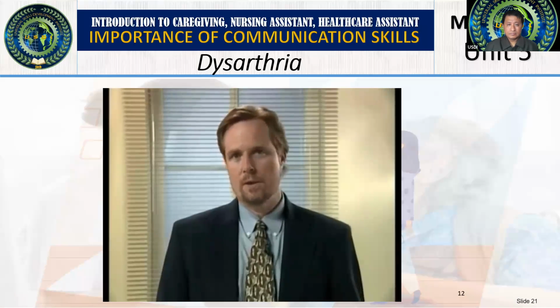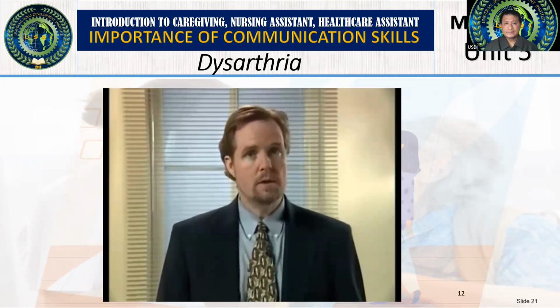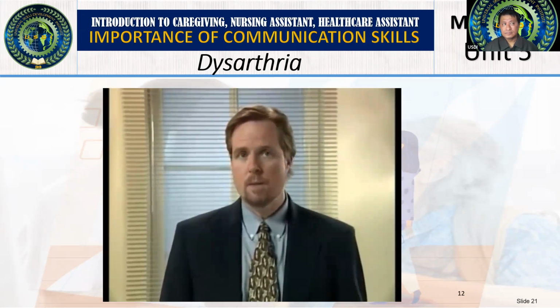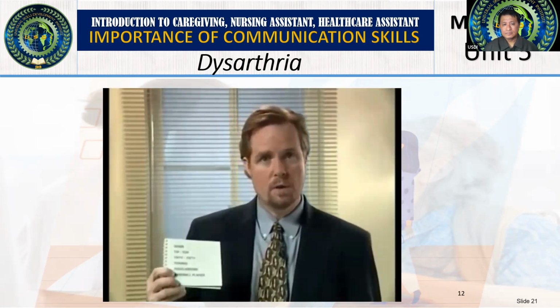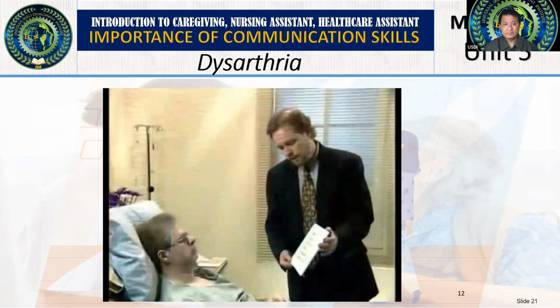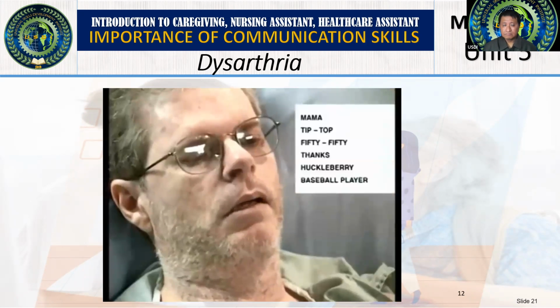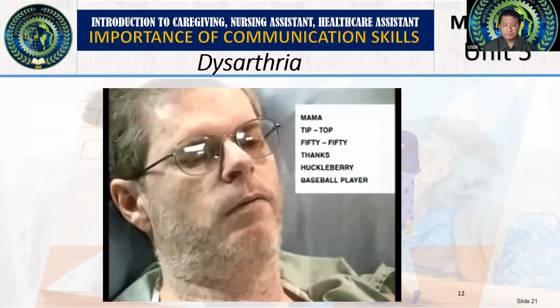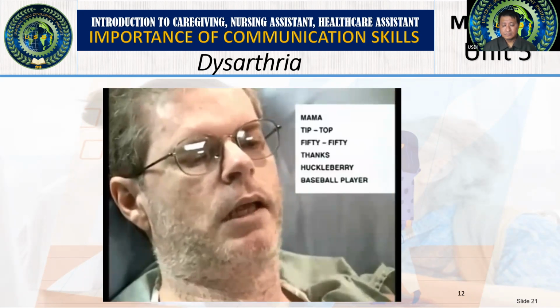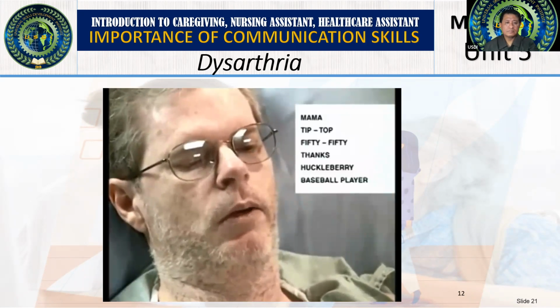In item 10, dysarthria, we test the patient's articulation and clarity of speech. It's important that you don't explain the purpose of this exam. Ask the patient to read or repeat the words from the word card provided with the stroke scale. I'd like you to pronounce these words for me. Mama, tip top, 50-50, thanks, Huckleberry, baseball player.